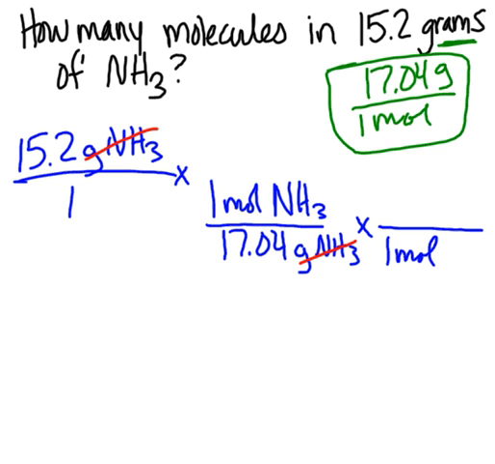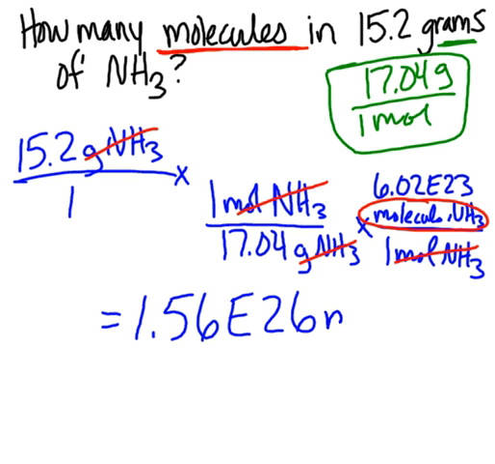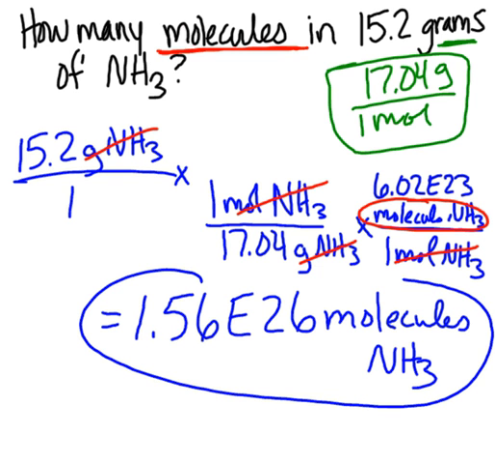So I'd have 1 mole NH3 on the bottom to get rid of it, and then I'd have 6.02 times 10 to the 23rd molecules NH3. So now my moles cancel out. I have my molecules of NH3, which is exactly what I want. I do my math. I end up with 1.56 times 10 to the 26th molecules NH3. Okay, so there's my answer there. Alright, probably squeeze in one more.